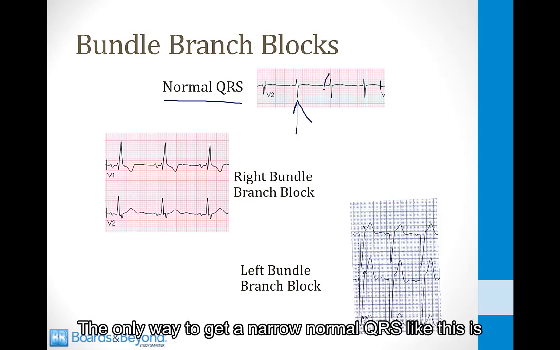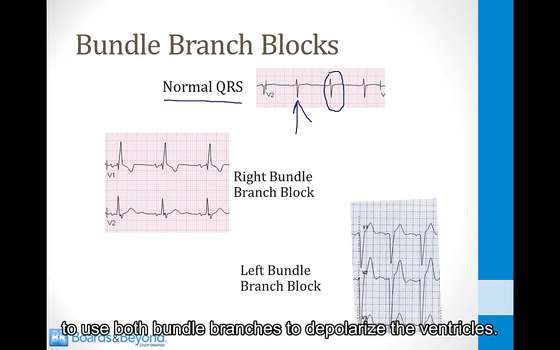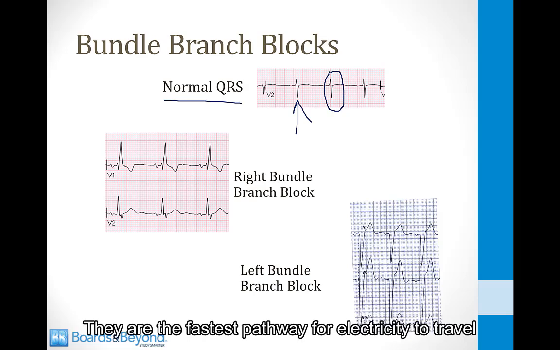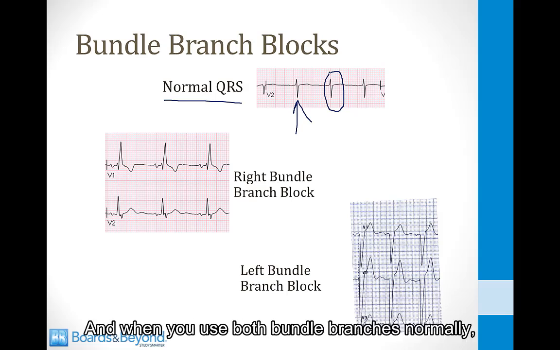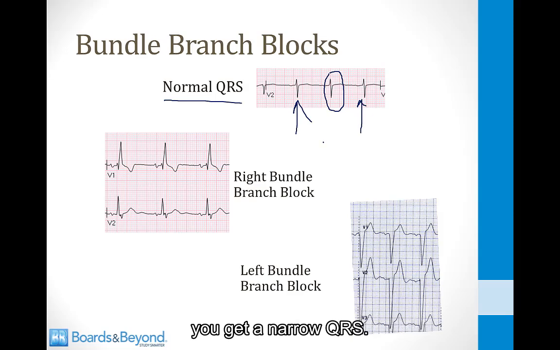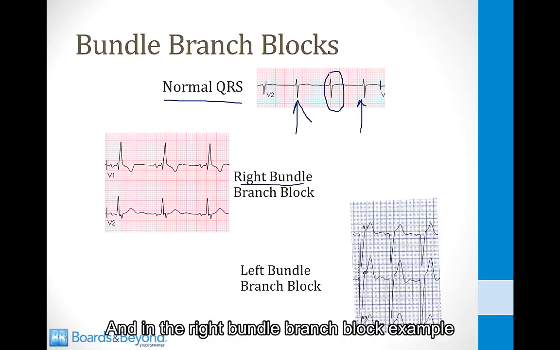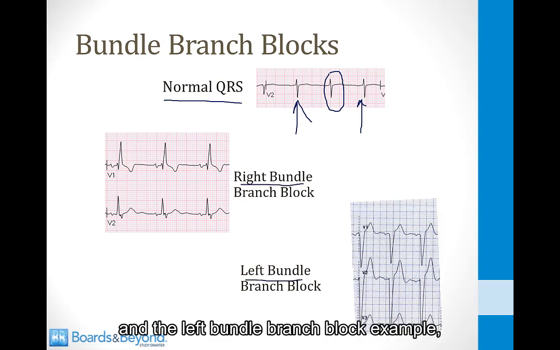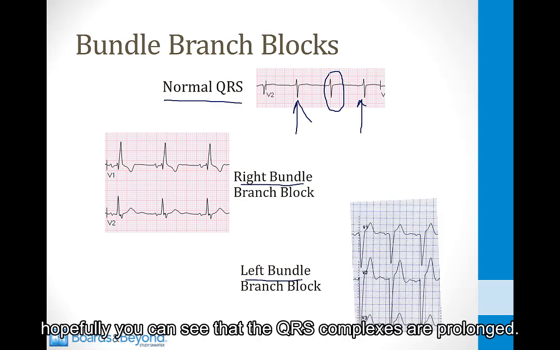The only way to get a narrow normal QRS like this is to use both bundle branches to depolarize the ventricles. They are the fastest pathway for electricity to travel and depolarize the ventricles, and when you use both bundle branches normally, you get a narrow QRS. When you don't use one of the bundle branches, it creates a wide QRS. And in the right bundle branch block example and the left bundle branch block example, hopefully you can see that the QRS complexes are prolonged.